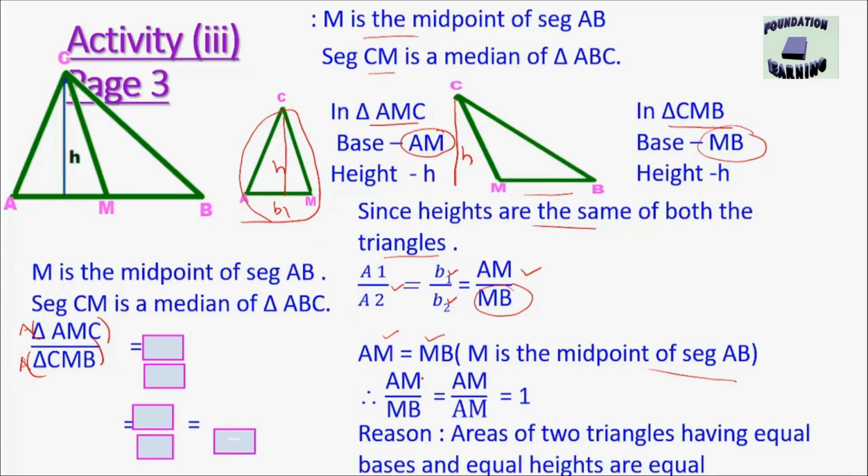Therefore, instead of writing AM upon MB, we can write AM upon AM. So AM cancels off, it will be equal to 1. So what is the reason you will say? The reason is areas of two triangles having equal bases and equal heights are equal. Okay, so areas of two triangles, the base is also equal and the height is also equal. Therefore, these two triangles are equal.